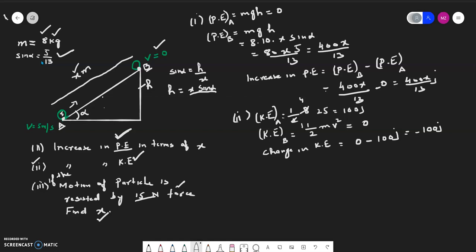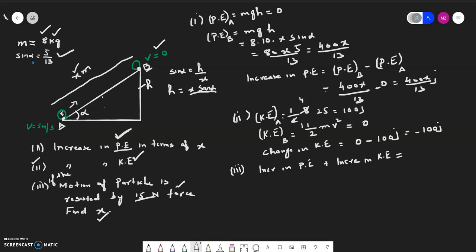Now the third part is, if the motion of the particle is resisted by a 15 Newton force, find x. In order to solve this part, we will use the energy work relation, that is, increase in potential energy plus change in kinetic energy is equal to the work done by the forces.